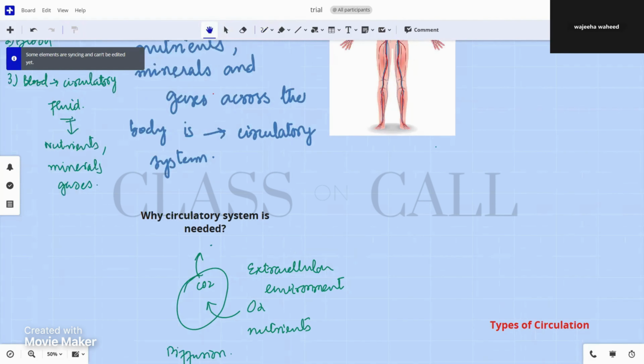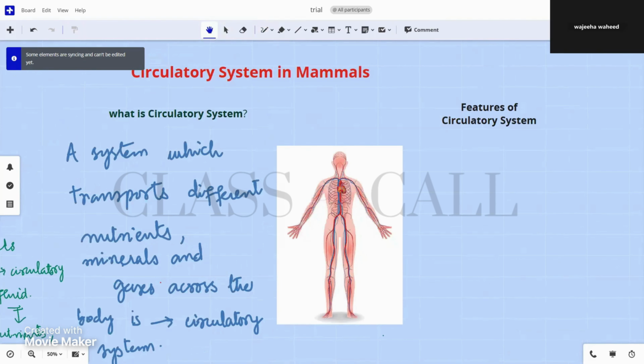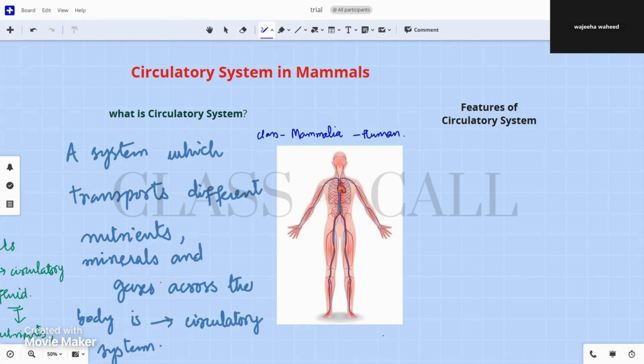Okay. For example, you can see this image. This is a human body, right? And humans belong to the class Mammalia, right? And this is the circulatory system inside this body, which consists of the heart and blood vessels, right? Okay. So if you see here, this body size is very large, and it has many cells, right?